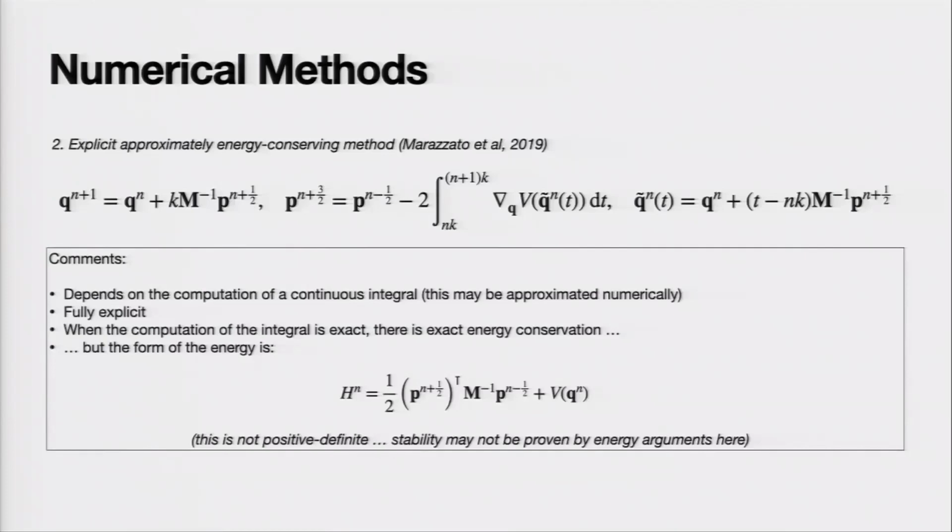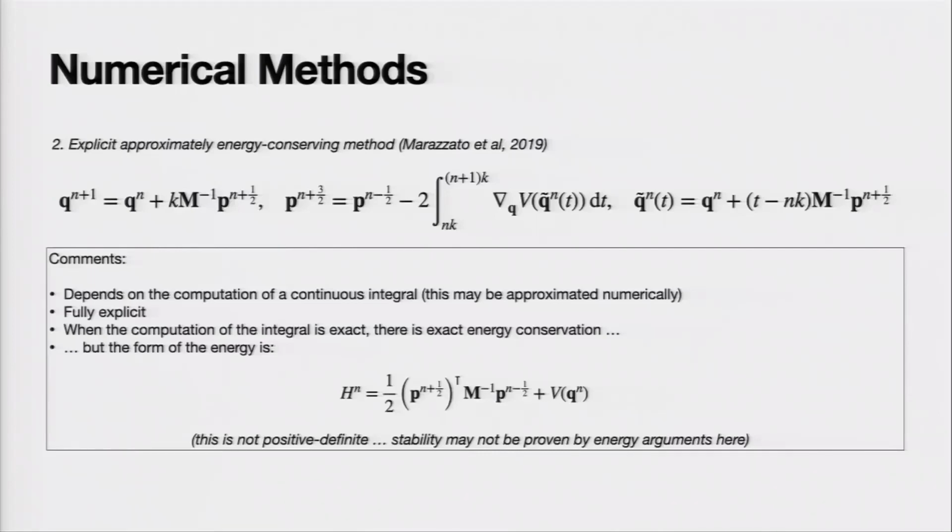So there are a couple of issues with this. Well, not issues, but a couple of features in this scheme. The first one is that obviously you need to compute the integral in order to advance your scheme, and the integral might not be available in closed form, so you will have to use some kind of approximation in order to compute it. And the second property is that this scheme actually conserves a discrete energy.